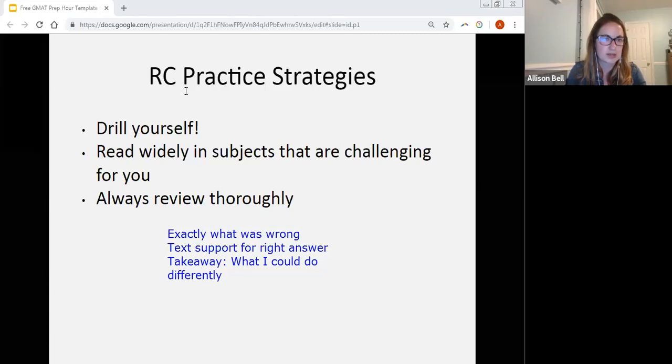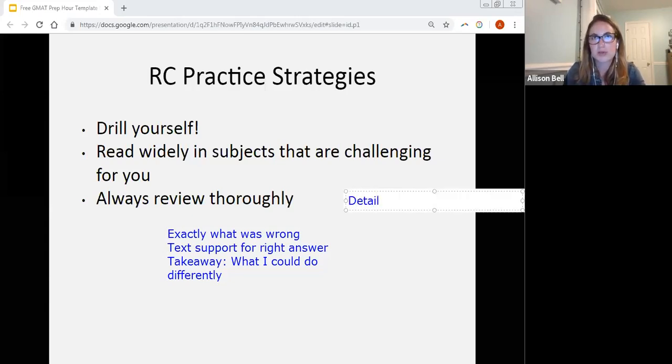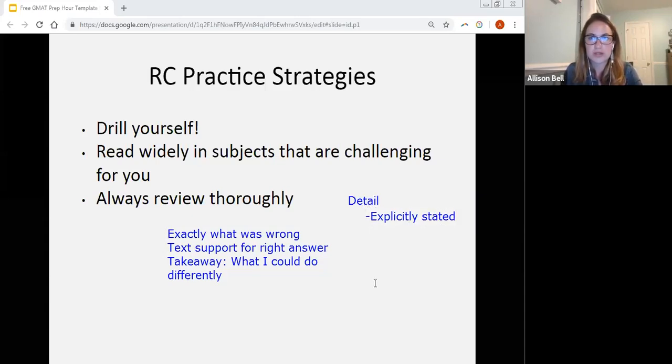On the GMAT ESR, it talks about identify inferred idea, identify stated idea. So identify inferred idea would be an inference question. Identify stated idea is what we call a detail question, which is where it asks you a question about something that is explicitly stated in the text. You follow the same process that we used for inference questions. The only difference is there's not going to be as much rewording of the answer choices. So it's kind of like once you find the text, it should be a clear match.